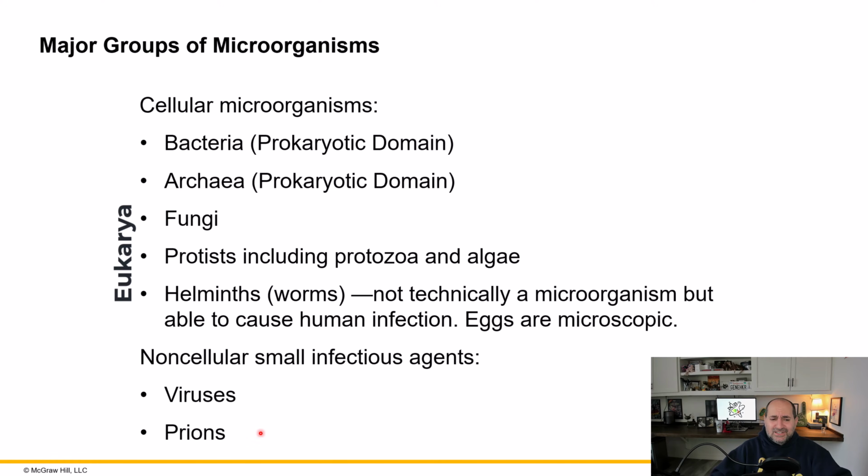Your textbook kind of refers to them as an organism, but I think that's a misnomer. I would call these not organisms, not alive. So what do we call them? We call them non-cellular, because they're not cells, non-cellular small infectious agents. So I want you to remember that viruses and prions are not alive. They are not organisms, but they can be spread person to person.